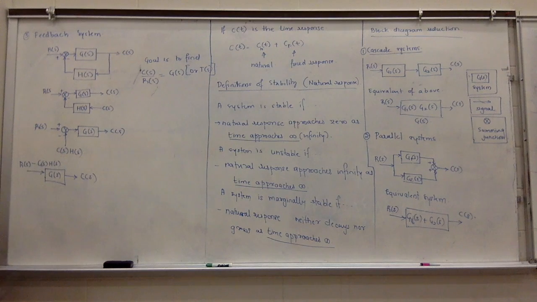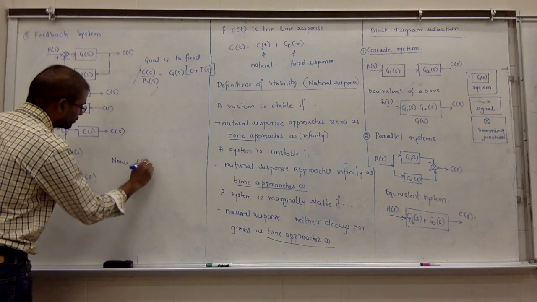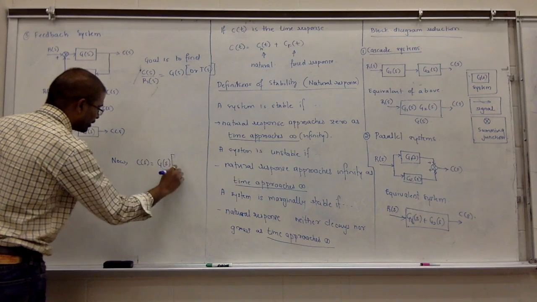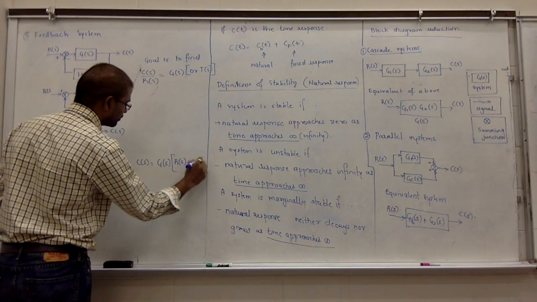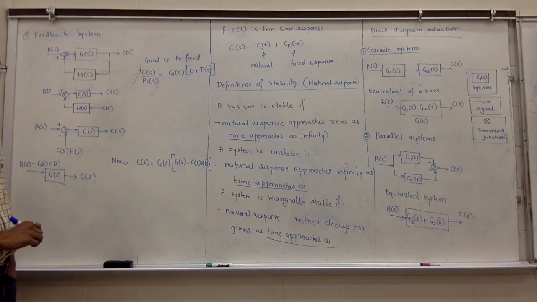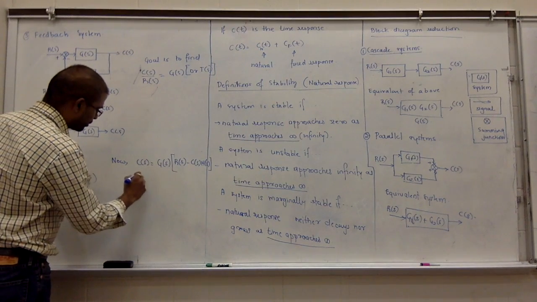I've just added these two signals. R of S is this, C of S is this. Now, let's look at it. C of S is G of S multiplied by R of S minus C of S H of S. I haven't changed anything. This is equal to this whole thing into this.